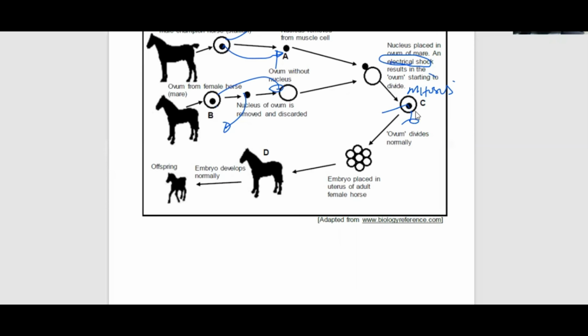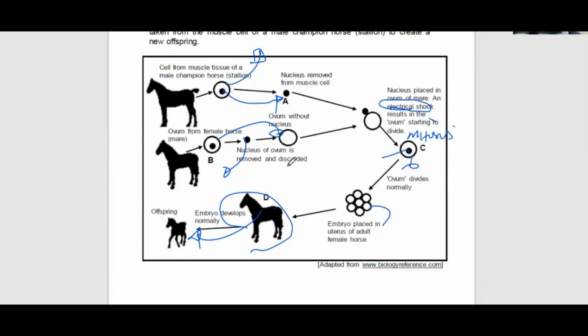Then they're saying that the embryo is placed in the uterus of the adult female horse. So now the embryo is placed into the adult female horse, which we call a surrogate mother. And then it starts to develop. The embryo develops into another stallion. Why stallion? Because we used the DNA of this stallion.